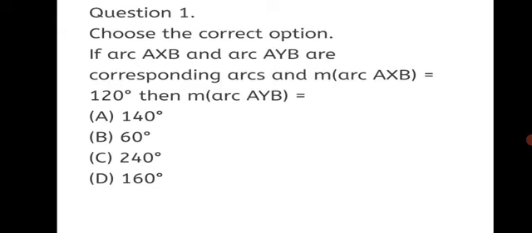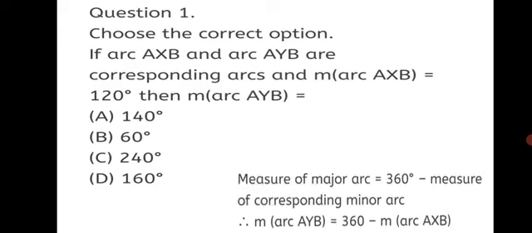How will you find the measurement of the other arc AYB? You have to first understand 120 degree means it is a minor arc. Less than 180 is minor arc. If you know the measurement of a minor arc, then the measurement of major arc will be 360 minus that minor arc. So let's have a look at the solution.